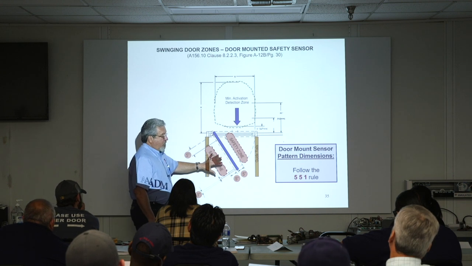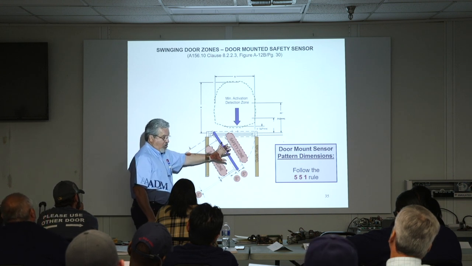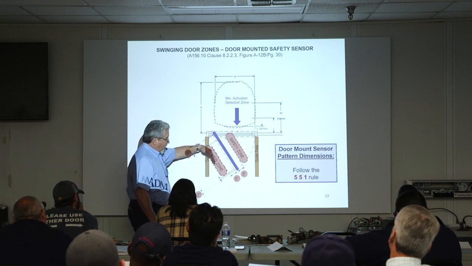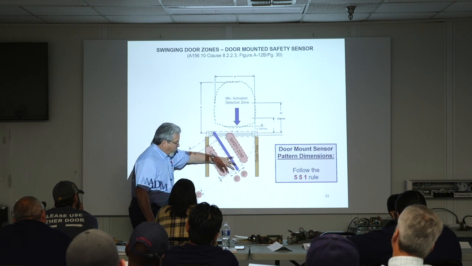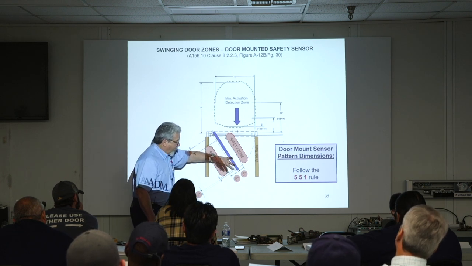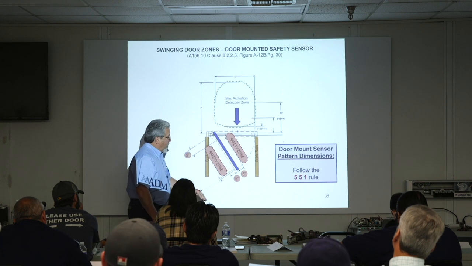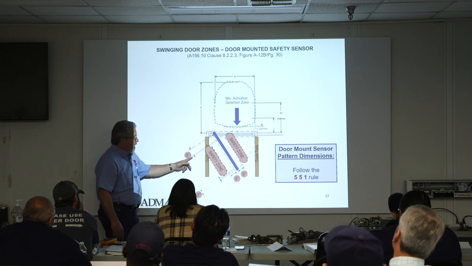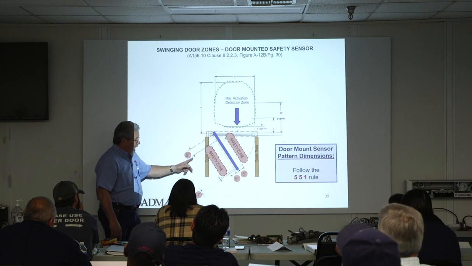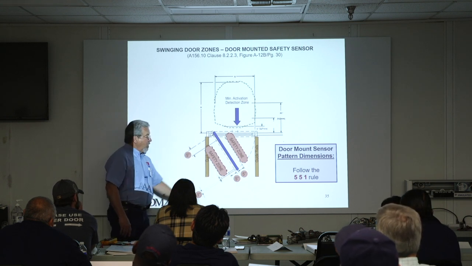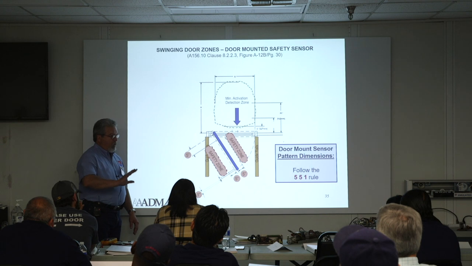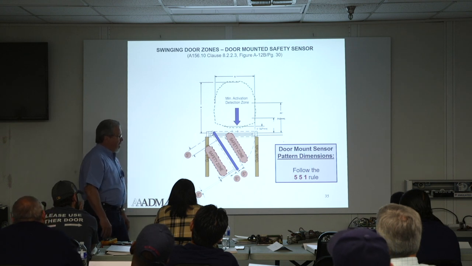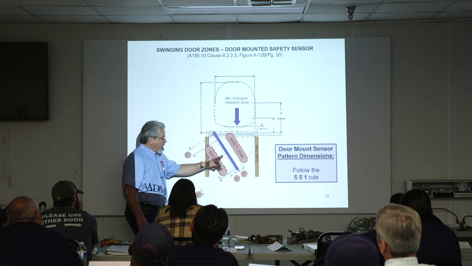So long as it has the proper detection zones, meaning that 5 inches from the face of the door on each side is the absolute maximum distance. It can't be more than 5 inches from the hinge edge of the door, and it can't be more than 1 inch from the lead edge of the door. And all the sensors that are available today, including the laser sensors, are adjustable so that you create this size zone.